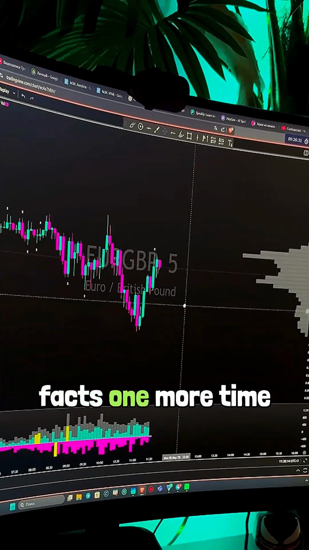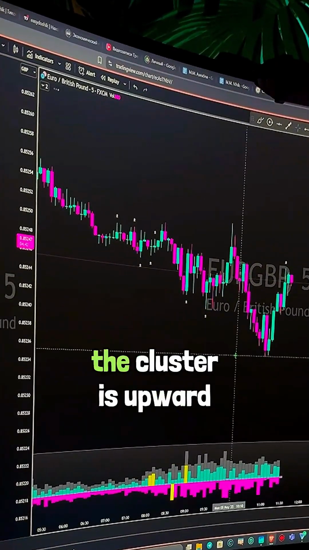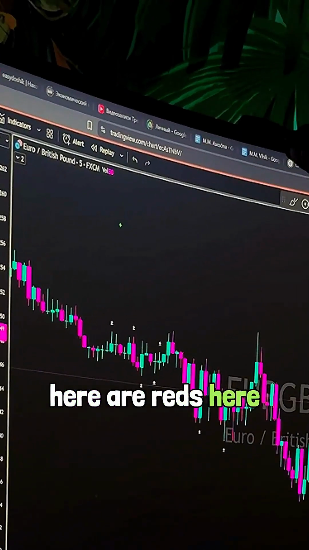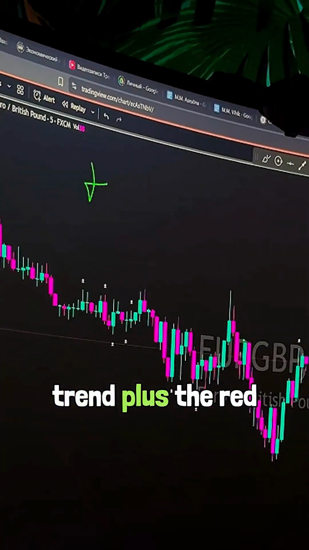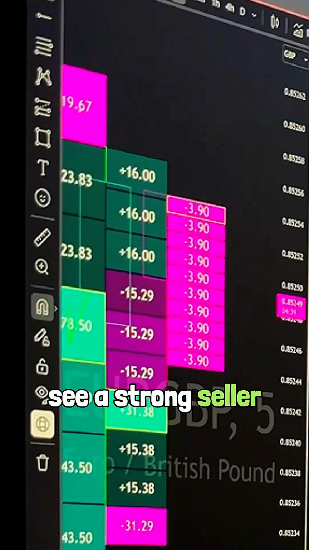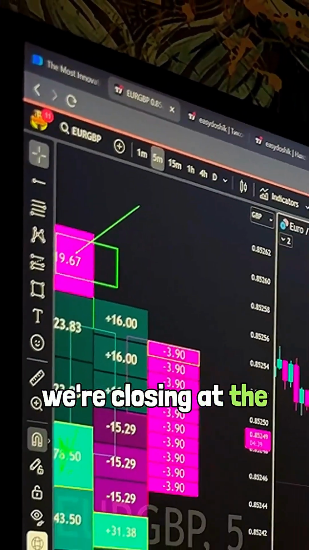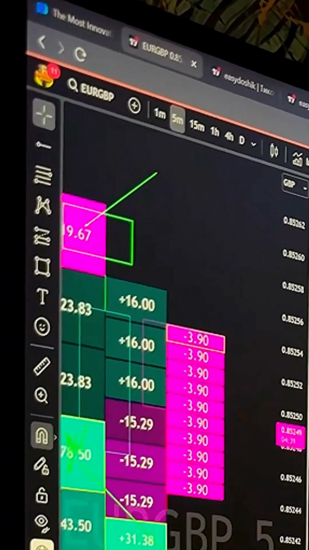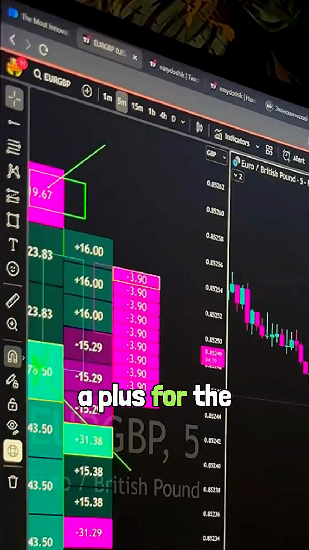Let's go over the facts one more time. The trend is downward. The cluster is upward. Here are reds, here are greens. For the reds, the trend plus the red zone. A stop, but the pullback has already happened and we didn't see a strong seller. There's the 19th tick. We're closing at the area of interest for the buyer. In other words, the buyer held off this pressure. That's a plus for the green side.